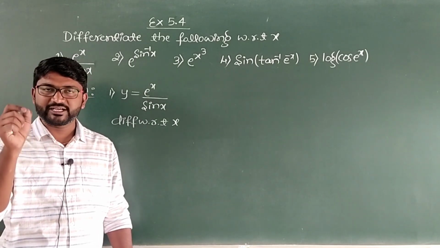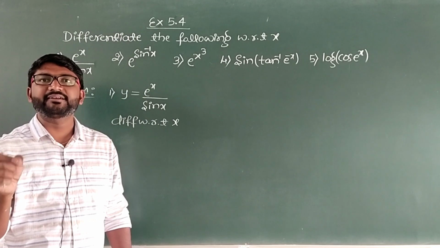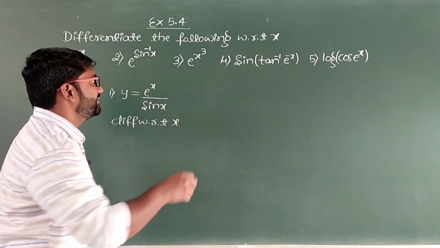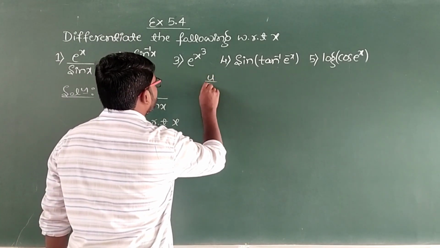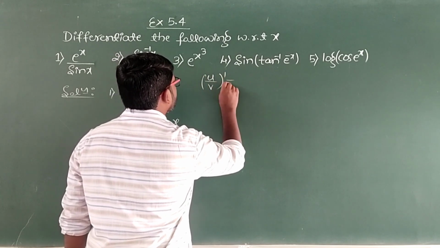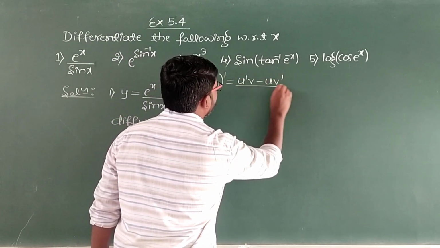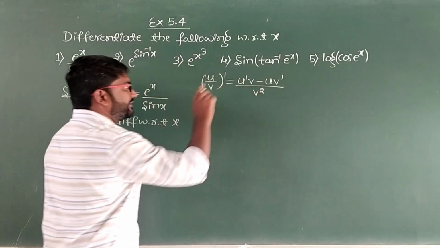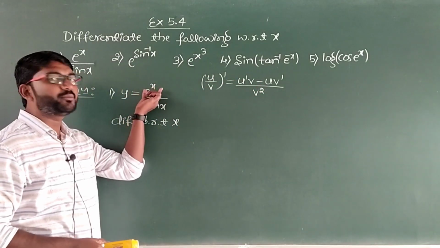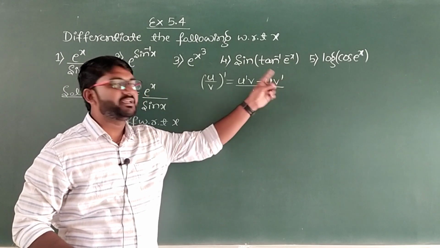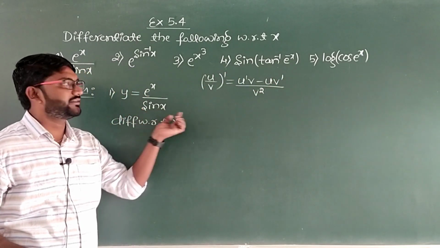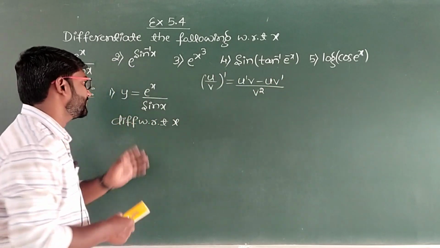u by v the whole dash equals u dash v minus u v dash divided by v square. So here u dash means derivative of the numerator and v dash means derivative of the denominator. Let us make use of this formula and solve this.